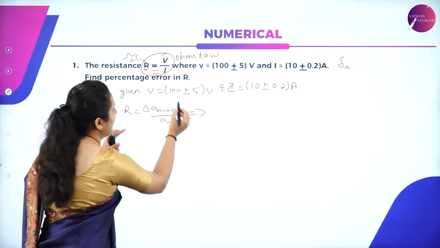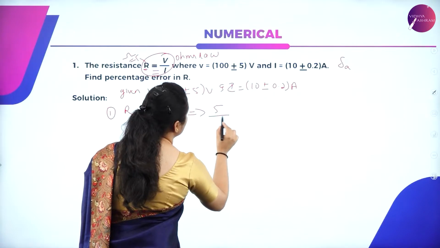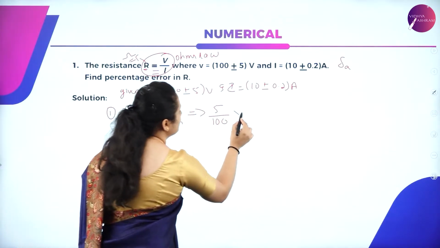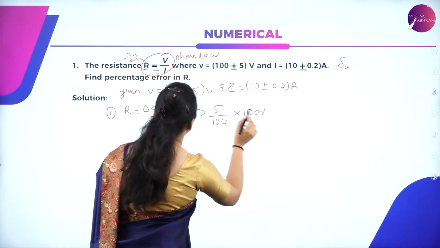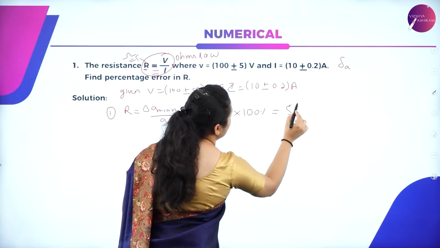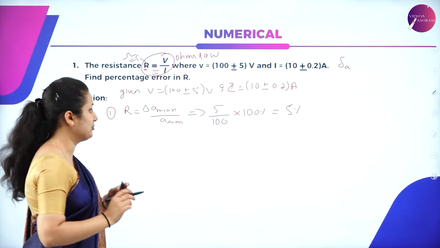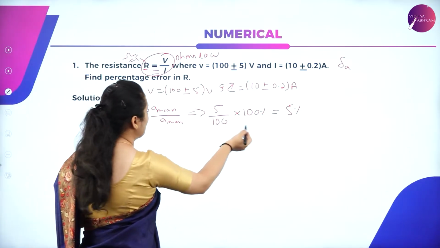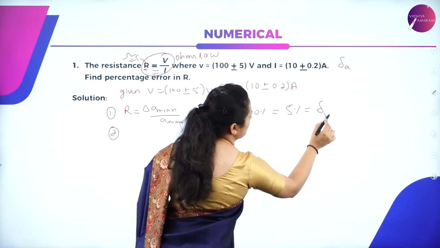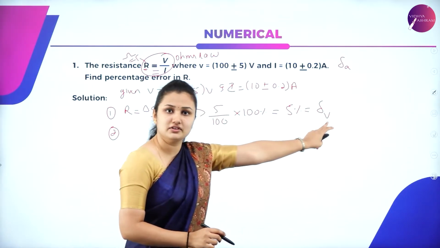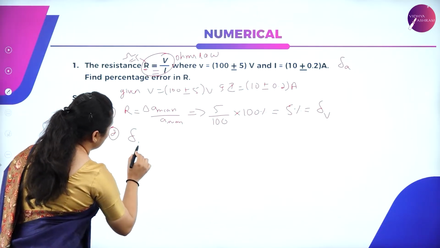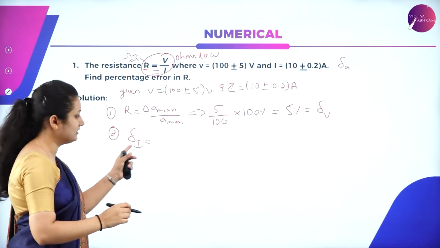So, this mean absolute error here is 5 divided by 100, where 100 is my mean, multiplied by 100%. They have asked for percentage error. So, 100 cancels out and you will get 5%. Similarly, I represent the percentage error for voltage with this symbol, and I will calculate the same for current.